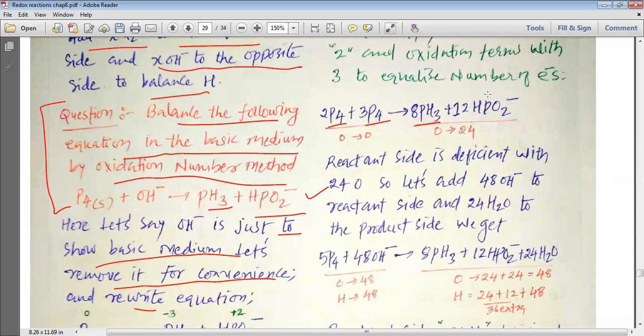This is the basic medium, and we can now easily identify that the reactant side is oxygen deficient. The reactant side is deficient with 24 oxygen. So let us add 48 OH minus to the reactant side and 24 H2O to the product side. We are well aware that the oxygen deficient side will be added 2x OH minus, and the opposite side will be added x H2O. So 2x, that is 48 OH minus, is added to the reactant side, and 24 H2O is added to the product side.